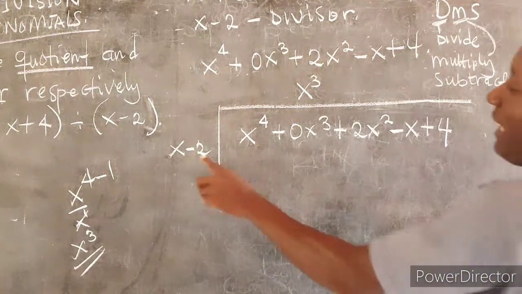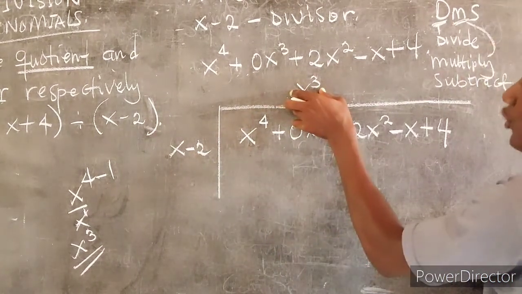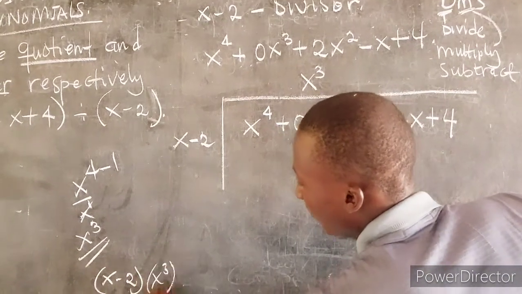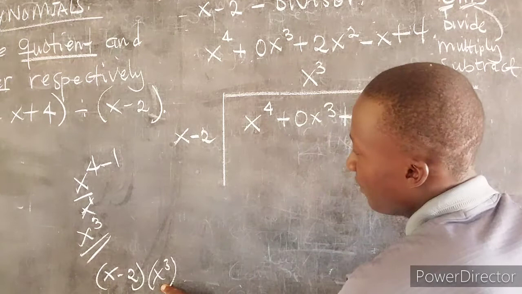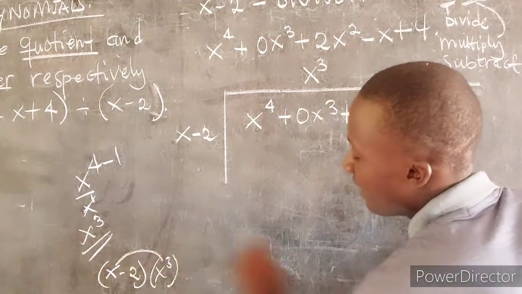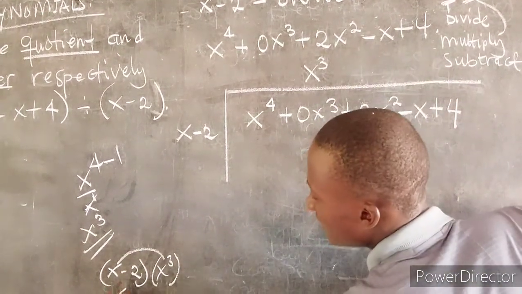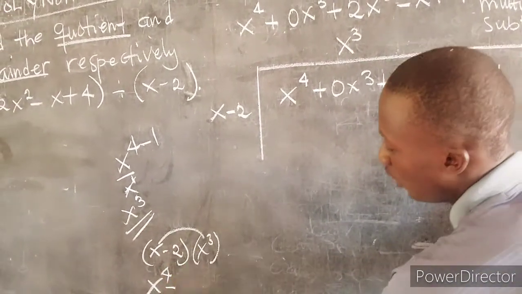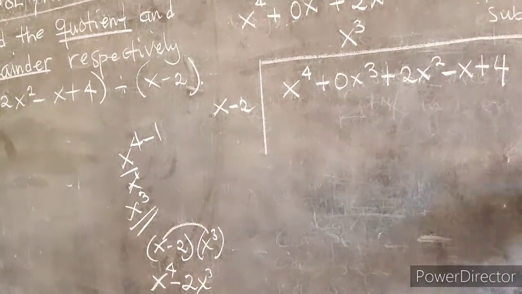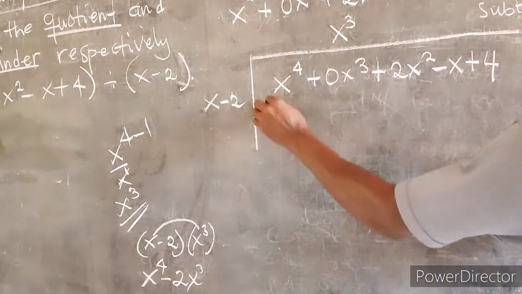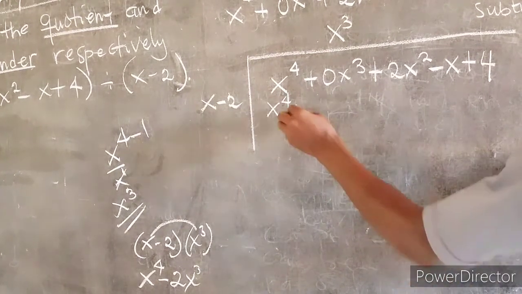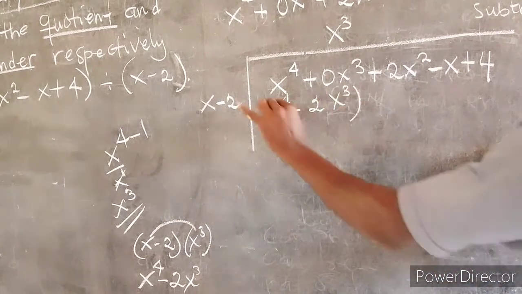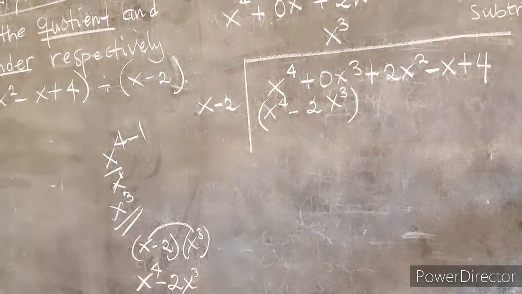I'm going to multiply this binomial by this monomial. So s times s cubed gives me s raised to the power of 4. Negative times positive gives me negative, and 2 times 1 gives 2s cubed. So this now becomes s to the power 4 minus 2s cubed. I put them in parentheses because I'm going to subtract.